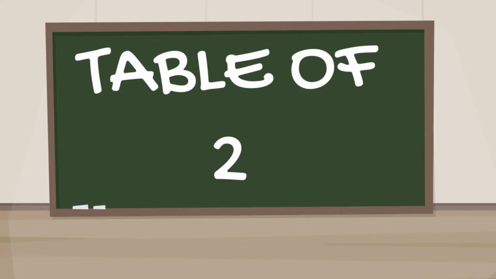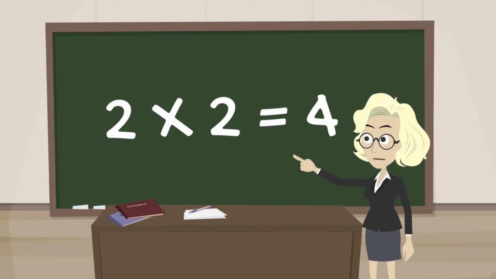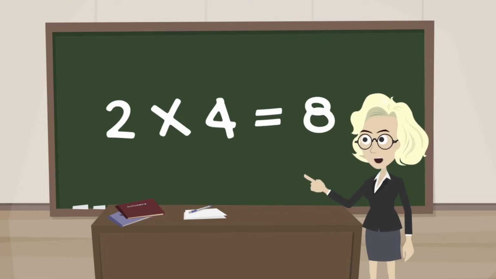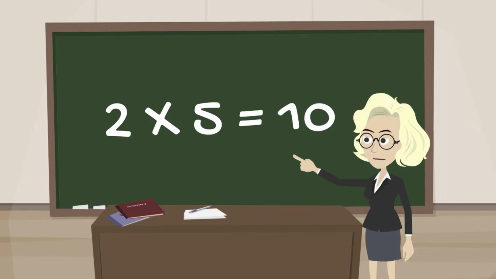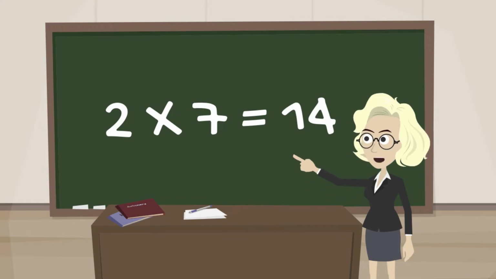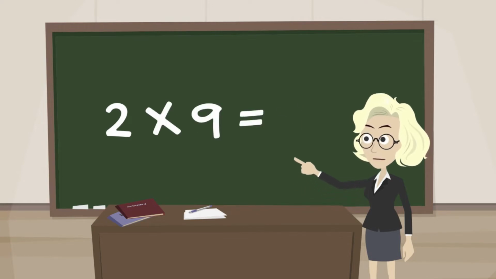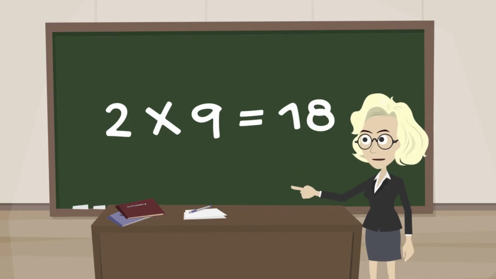Table of 2. 2 ones are 2. 2 twos are 4. 2 threes are 6. 2 fours are 8. 2 fives are 10. 2 sixes are 12. 2 sevens are 14. 2 eights are 16. 2 nines are 18.